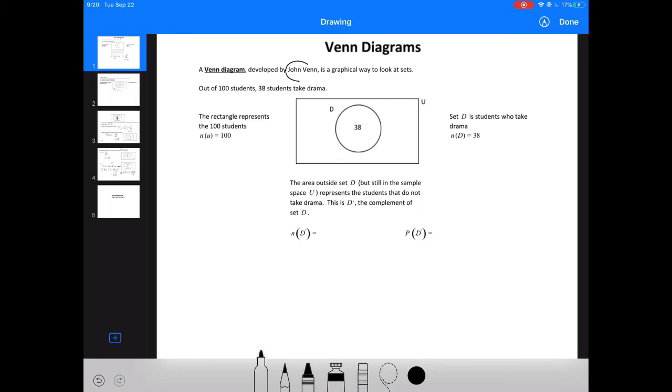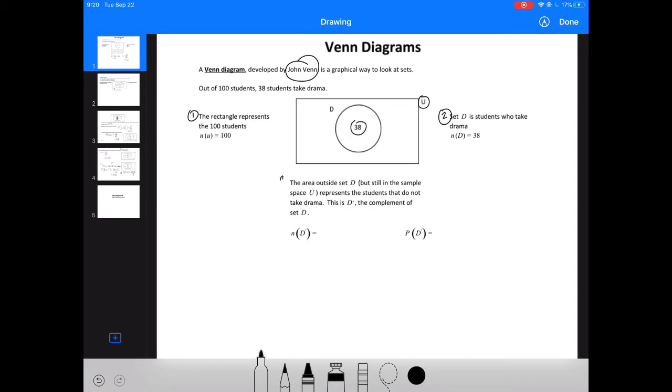So Venn diagrams, developed by a mathematician named John Venn, is a graphical way to look at sets. For example, if we have 100 students and 38 students take drama, we can represent it in the diagram below. The first thing is the rectangle represents all 100 students. That represents your whole set, that's the U. The second thing is the set that takes drama. So that is this circle in the middle.